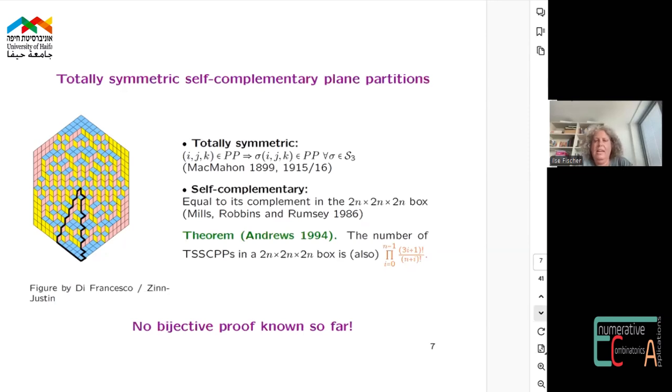More precisely, I'm interested in totally symmetric self-complementary plane partitions. First, let me tell you what a totally symmetric plane partition is. It just means that if you take a cube in your plane partition, which is encoded by a triple of 3 numbers, and you permute these coordinates, then the corresponding cube also needs to be in the plane partition. So in a sense, it's invariant under the action of the symmetric group of order 3 if you permute the coordinates of the unit cubes. This is what is meant by totally symmetric.